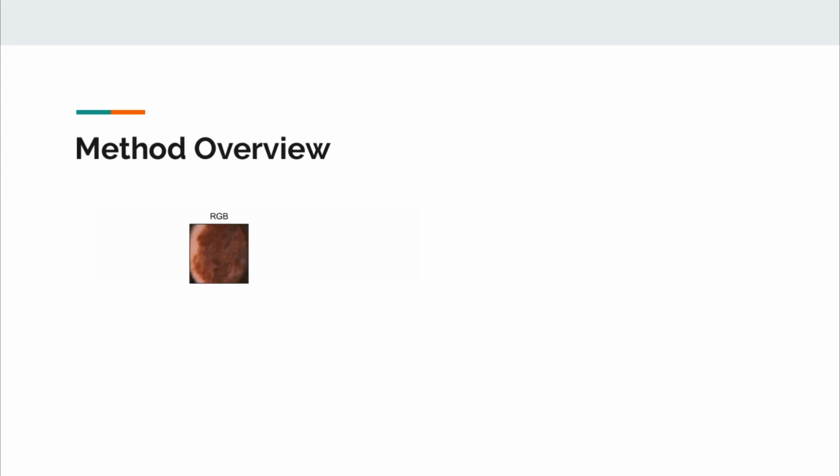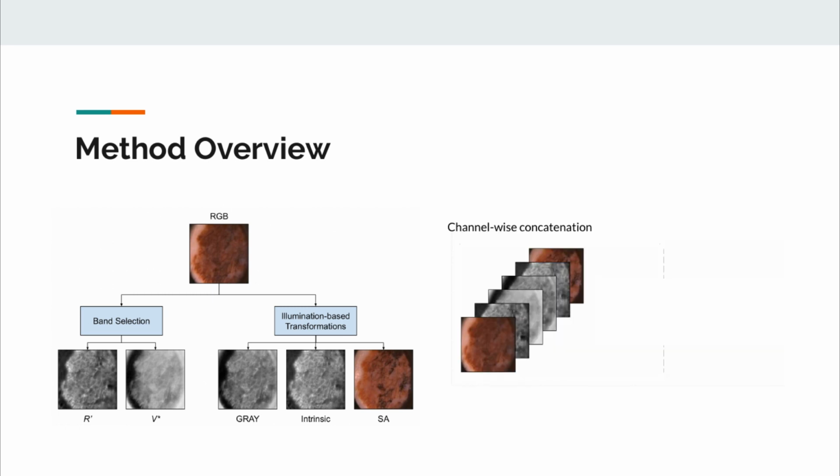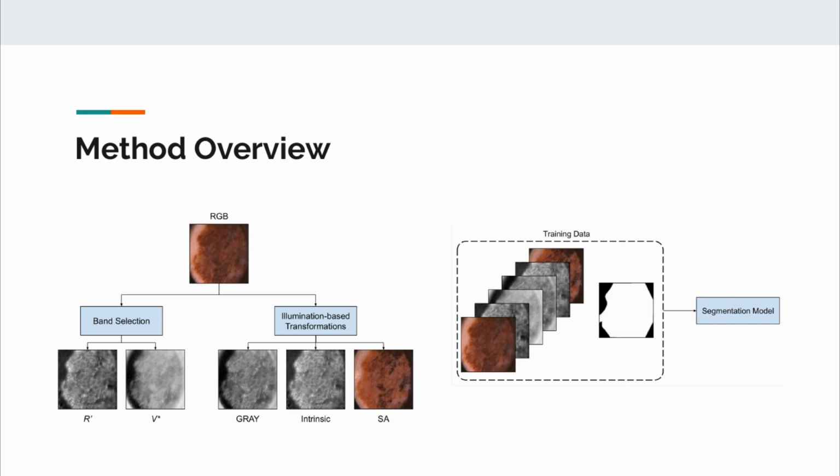Here's an overview of the method. Given an RGB image, we obtain the aforementioned color channels and illumination-based transformations, which we then concatenate channel-wise to the original RGB image. This, along with the segmentation masks, is used to train our lesion segmentation model.